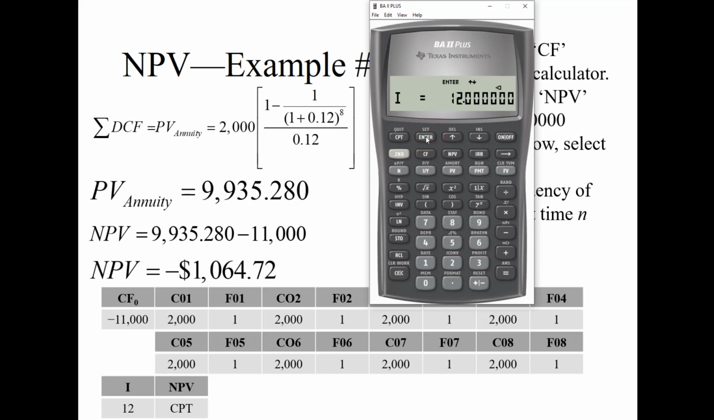Then I'll hit the down arrow to get to our NPV. And I want to compute that, so I'll hit CPT. And here we see our net present value of a negative $1,064.72.